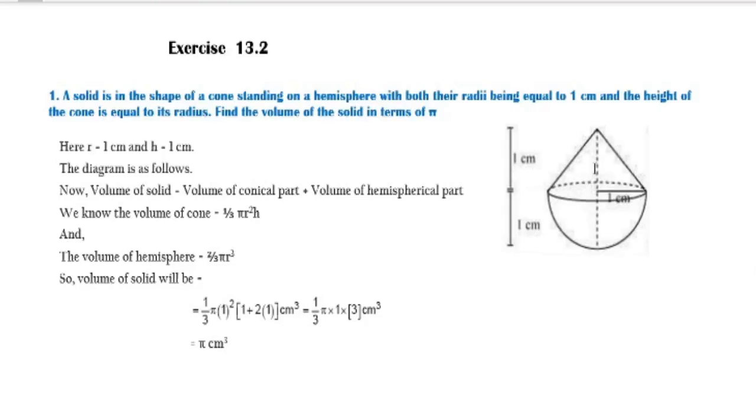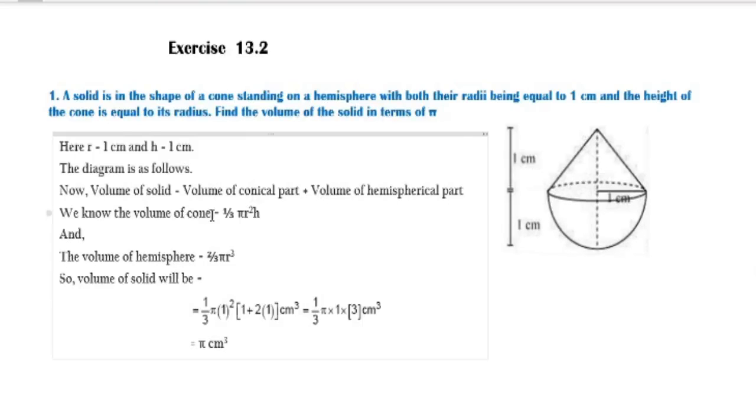A cone and a hemisphere combined together, and the radius is equal to 1 cm, and also the height of the cone is equal to its radius. So here we can write radius equal to 1 cm and height of this cone is 1 cm. The diagram is as follows. Now the volume of the solid equals the volume of the conical part plus the volume of the hemispherical part, or simply volume of a cone plus volume of a hemisphere.